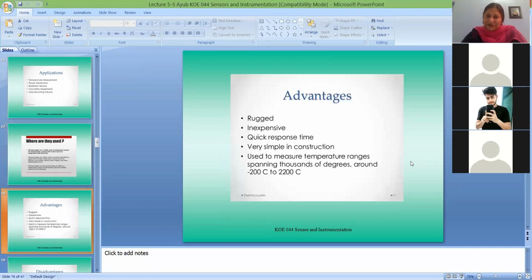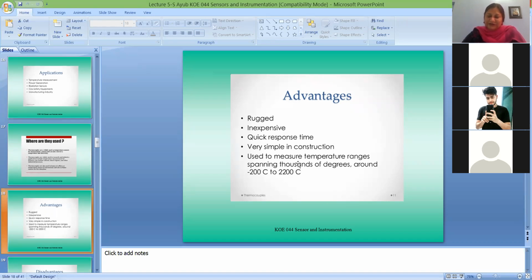Now, what are the advantages of thermocouples? It is rugged, inexpensive, and gives a quick response time. Quick response time means immediately responding to the temperature change. Suppose you are measuring 20 degrees Celsius first, and then you change the temperature of measurement from 20 degrees Celsius to 25 degrees Celsius, then it responds fast. It's not that it takes a long time to sense that there is some change in the measured temperature.